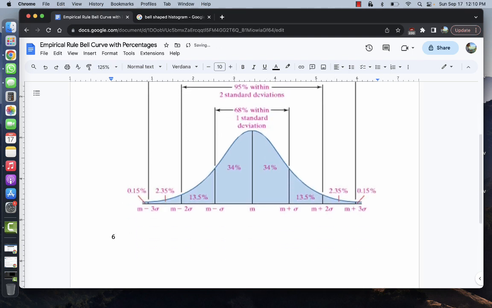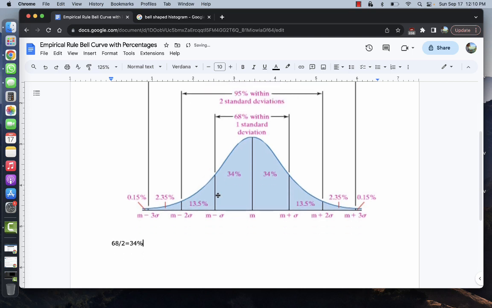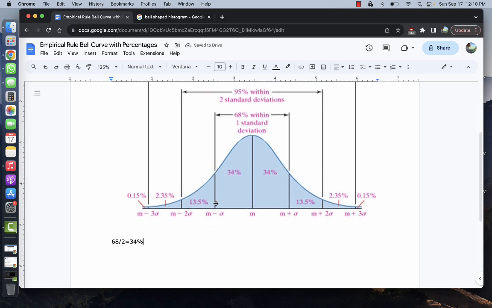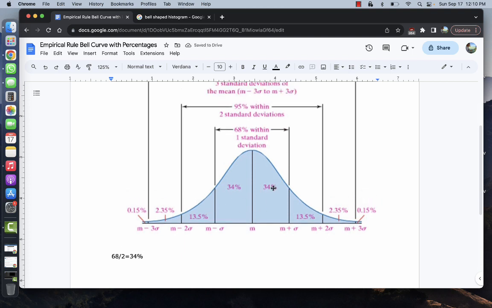68 divided by 2, we get 34% on either side. Now what this means is that 34% of the individuals are from one standard deviation below to the middle, to the mean. And 34% are between the mean and one standard deviation above. So we know these two values, but how do we get the next ones? It's a little bit more complicated, okay? So we already have 68% accounted for here with the two 34s.